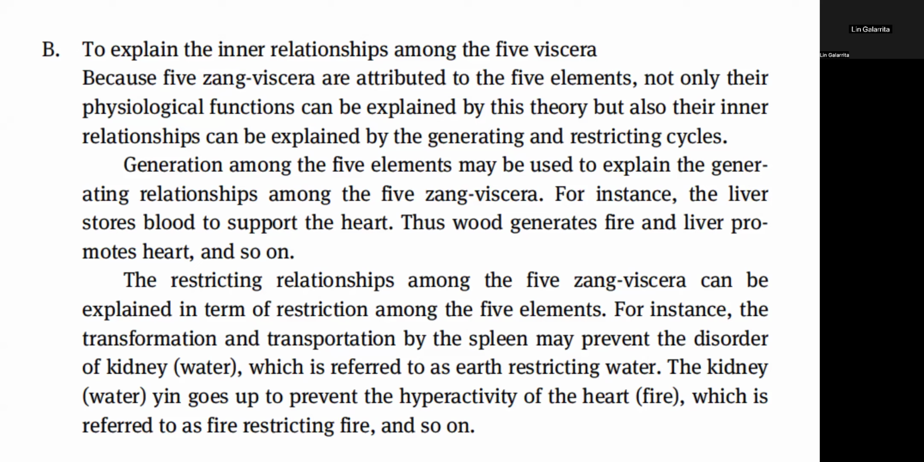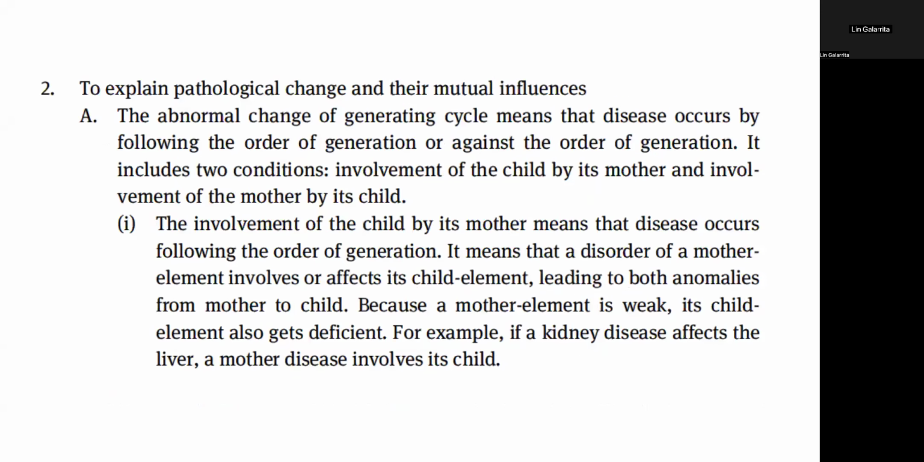The restricting relationships among the 5 Zang viscera can be explained in terms of restriction among the 5 elements. For instance, the transformation and transportation by the spleen may prevent the disorder of the kidney, which is water, which is referred to as earth restricting water. The kidney, which pertains to water, has yin, which goes up to prevent the hyperactivity of the heart, which pertains to fire, which is referred to as water restricting fire, and so on.